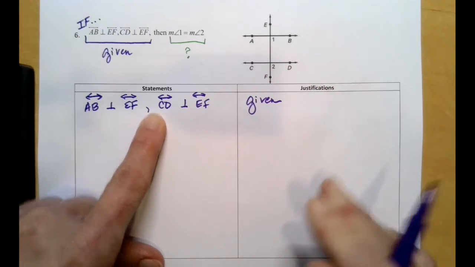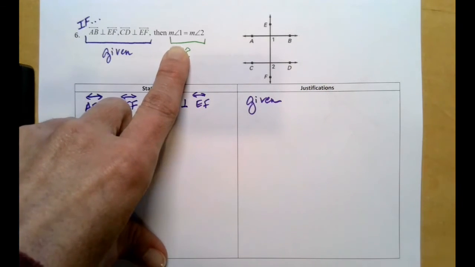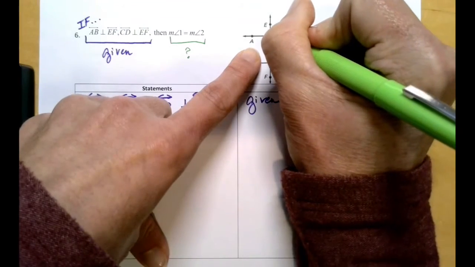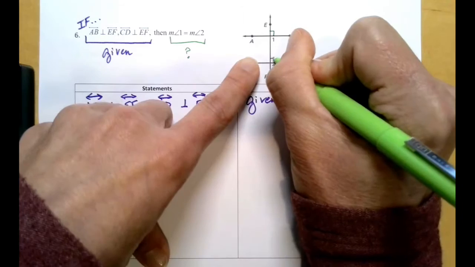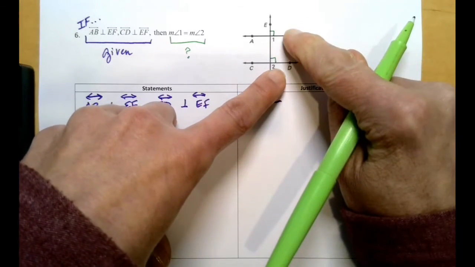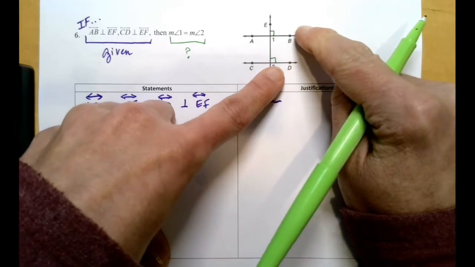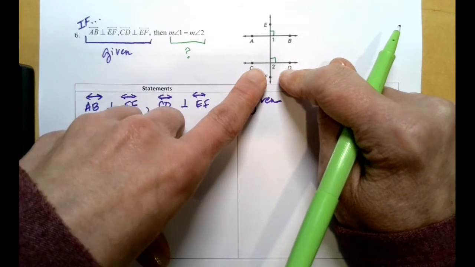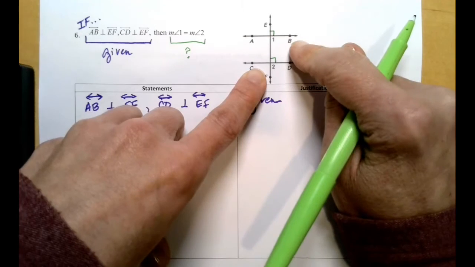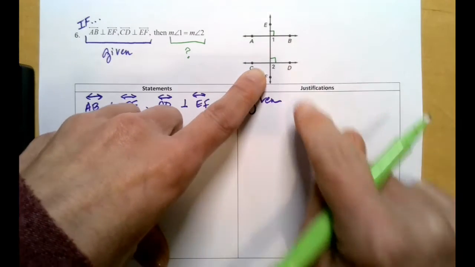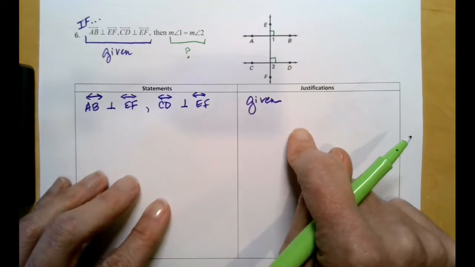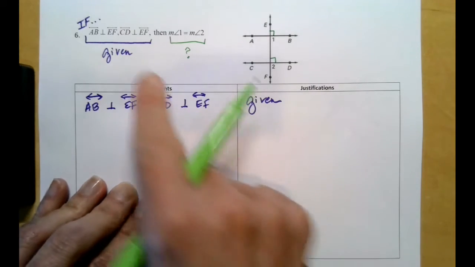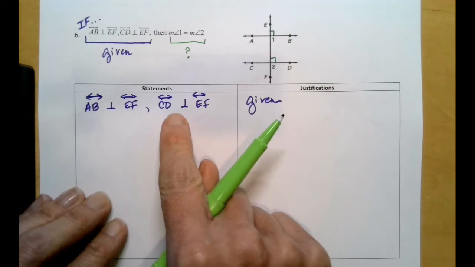So let's talk about what that means. When I have two lines that are perpendicular, by definition, isn't that going to mean that they intersect at right angles? If they intersect at right angles, then when I'm talking about the measures of angles 1 and 2, can I say that they're right angles? So we're going to have to be really precise here with our definitions. So we'll go ahead and say we're given that the lines are perpendicular.